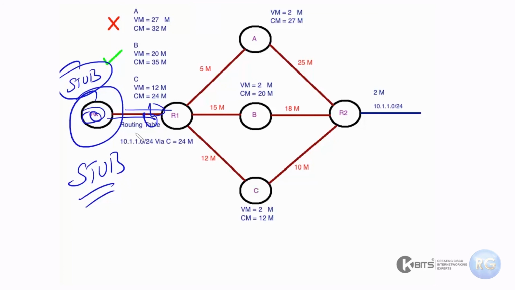EIGRP does not know that. You know that because you know the topology. So what you need to do is go to that router X and tell him, hey, you're a stub. When you make the router into a stub, that basically tells the upstream router, do not send me any query updates or query packets because I'm not going to have any routes. So it makes it a little bit more efficient. Make sense?